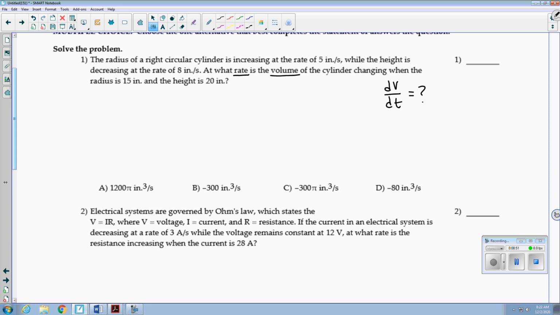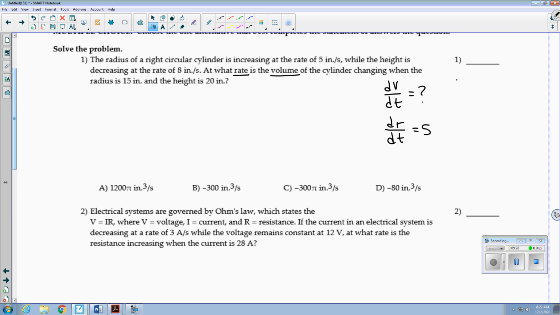So what else do we know? The radius of a right circular cylinder is increasing at a rate of 5 inches per second. So if it's increasing, we want that value to be positive. So I know the rate of change of my radius with respect to time is a positive 5, while the height is decreasing at a rate of 8 inches per second. So we have decreasing now, which means the value of the height is lowering, obviously. So the rate must be a negative value.